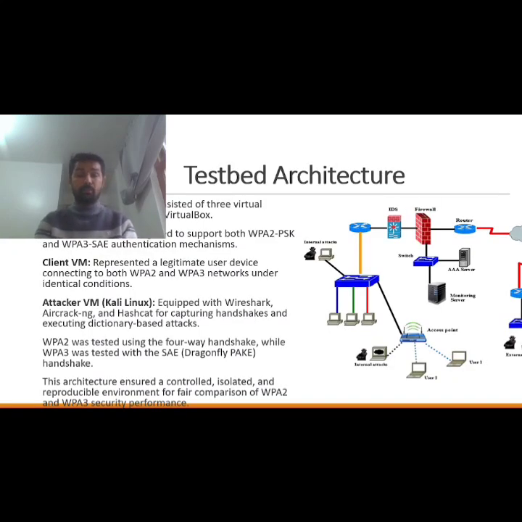Testbed architecture. The testbed includes three virtual machines: an access point configured for WPA2 and WPA3, a client, and an attacker running Kali Linux. This controlled setup allowed direct comparison of WPA2 and WPA3 handshakes under identical network conditions.